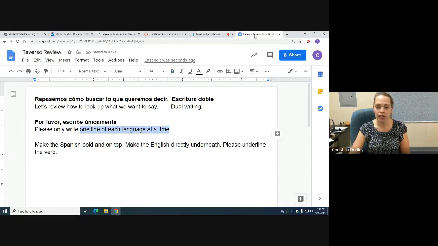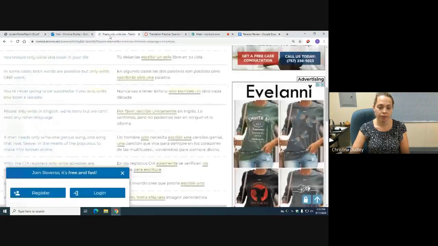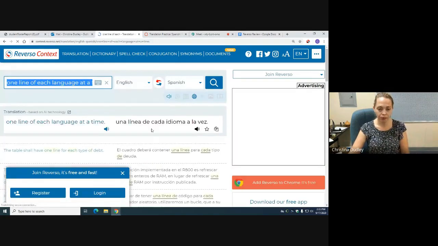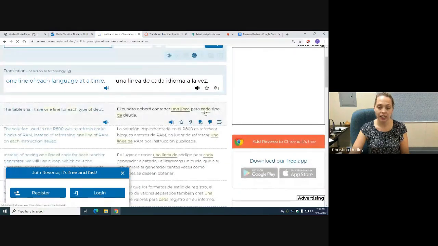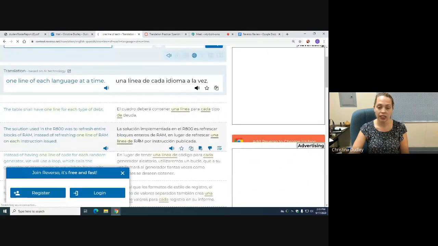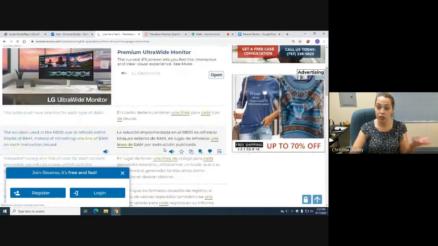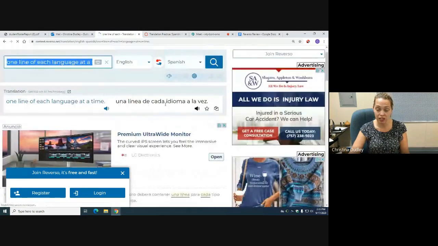Let's go back to our translation right here. Write, because it stopped here. So only write, so one line. I'm taking out the please only write. One line of each language. Una línea de cada idioma. So let's see if that's working. Una línea para cada. Una línea de cada. So we know it's used a lot, so we can depend on that translation.